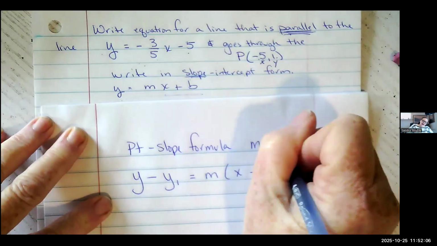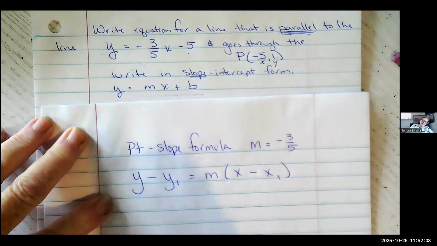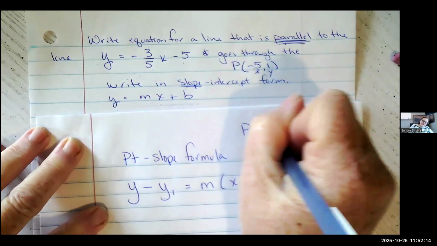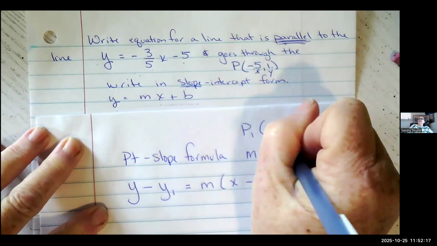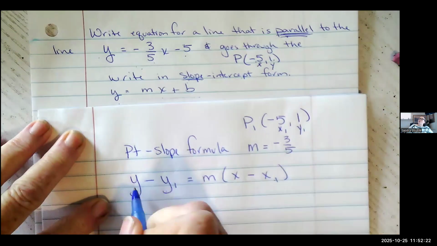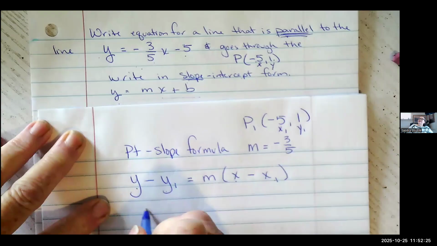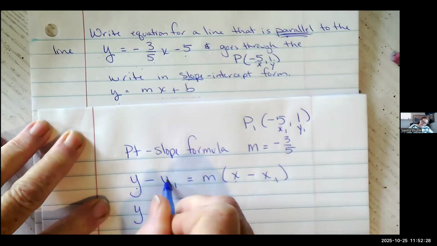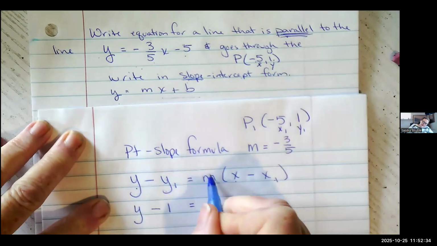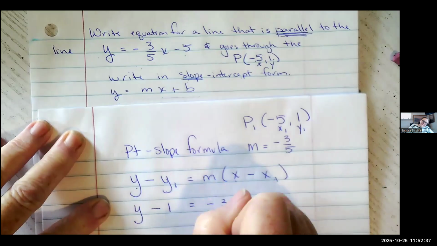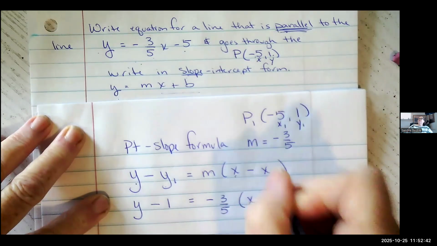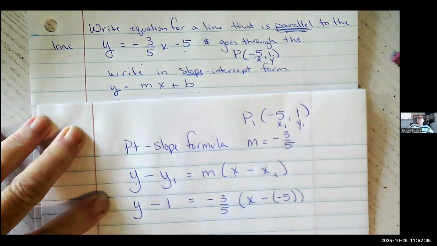Our x sub 1 and our y sub 1 is our point. Negative 5 and 1, that's our x sub 1 and our y sub 1 right there. So the y is going to stay y, this x is going to stay x, and I'll show you. Y stays y minus y sub 1. So what's y sub 1? It is 1. Equals, our slope is negative 3/5 times x minus our x sub 1, which is negative 5. Okay, that's the setup. Now let's just simplify it.